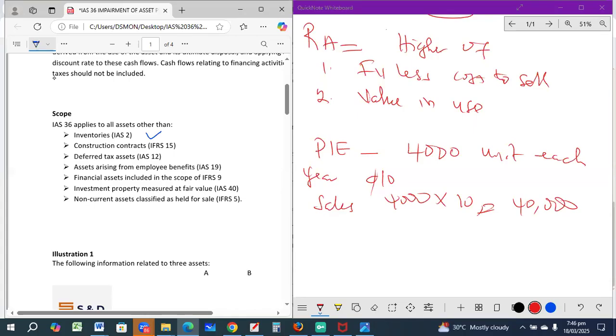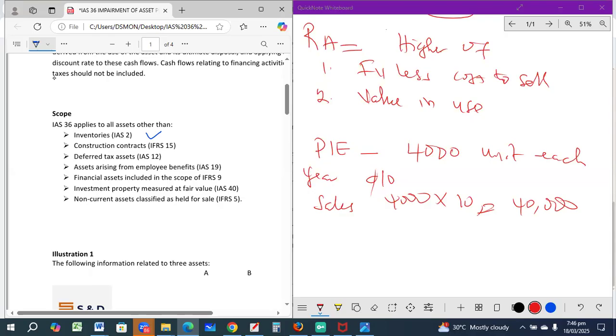So impairment does not apply to IAS 2. Construction contract falls under IFRS 15, revenue from contracts, so impairment is not applicable to IFRS 15. It's also not applicable to IAS 12, that is income tax under deferred tax. Those who wrote the Corporate Reporting paper just ended would have come across IAS 12 in there.